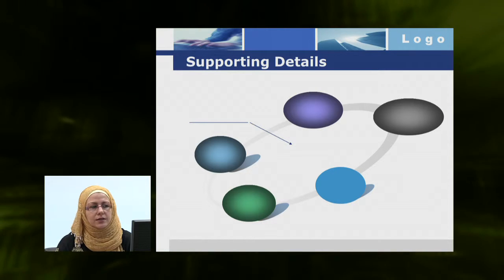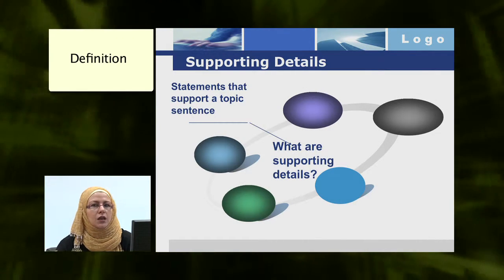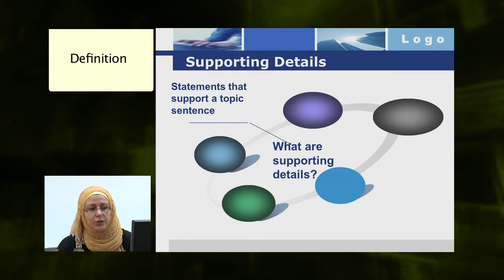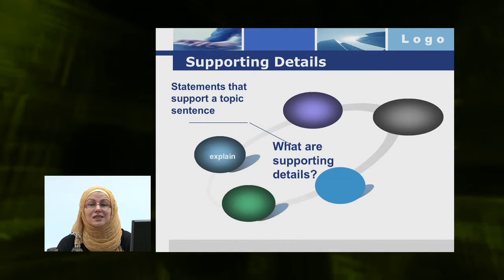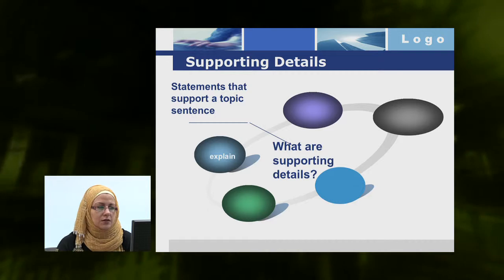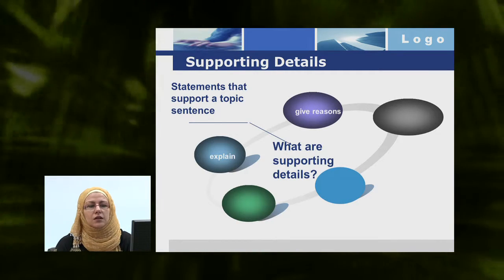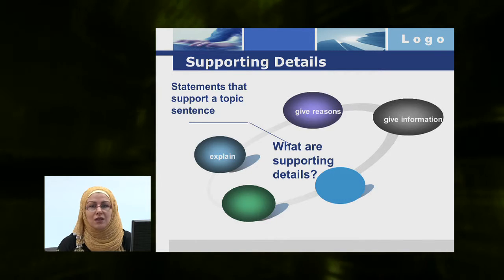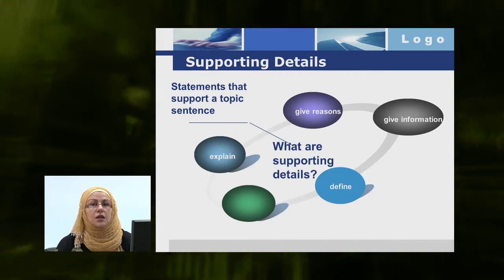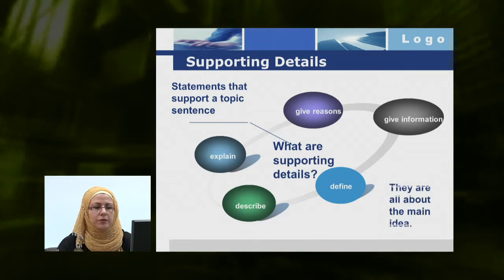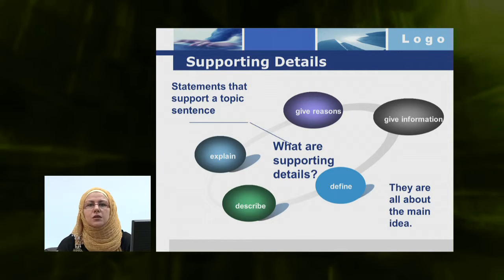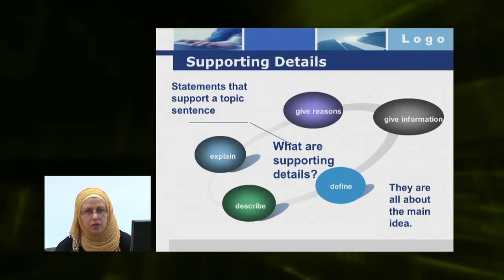What are supporting details? Details are statements that support a topic sentence. What do they do for the topic sentence? They explain what has come in the sentence. They give reasons. They give information about the idea that came in the topic sentence. They sometimes define a term, and they also describe something. But they are all about the main idea. They all back the main idea. They all support the main idea by providing extra information about it.